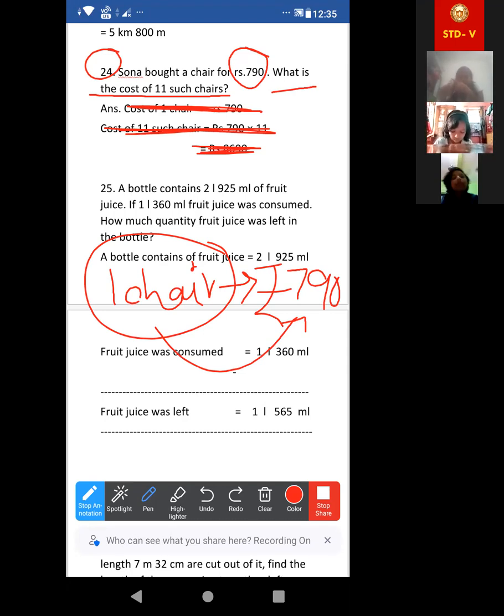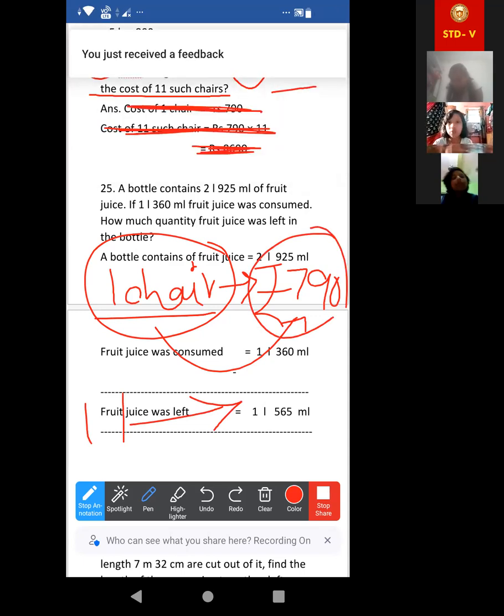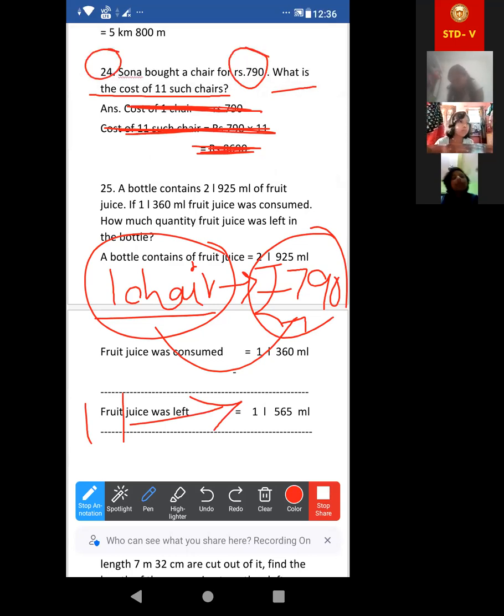Yes, Neha, I have seen. Good. Just do it because look, cost of one chair. Now write the statement properly. 11 chairs will be more. Cost of one chair is 790. That means cost of 11 chairs will be more. So we just have to multiply by 11. This type of sum is already done.